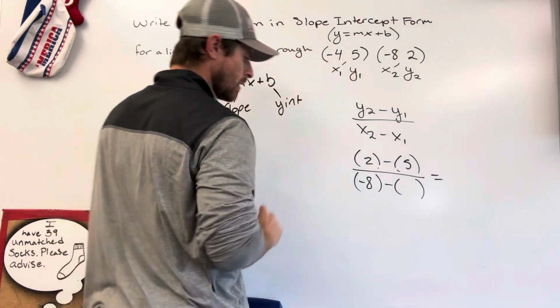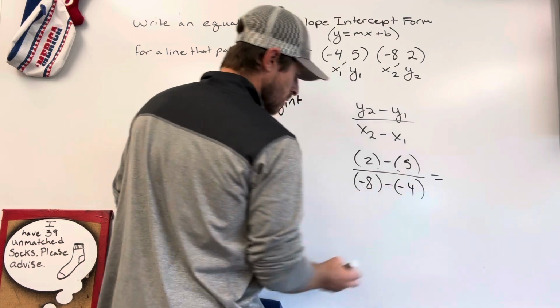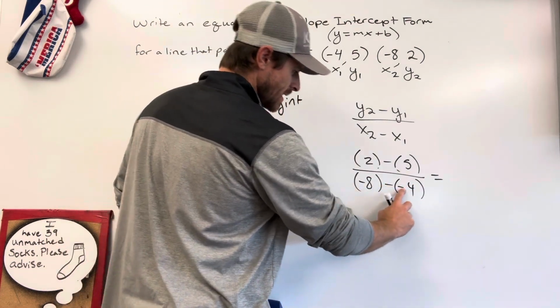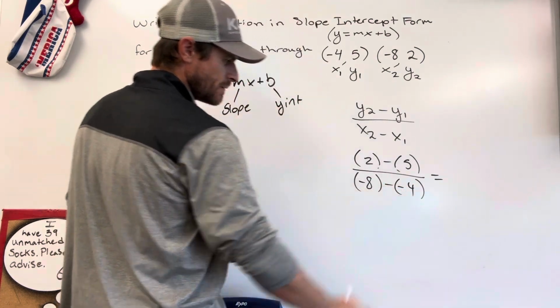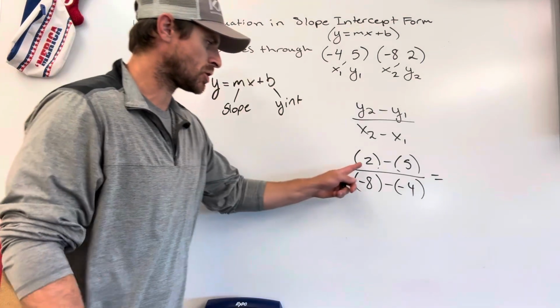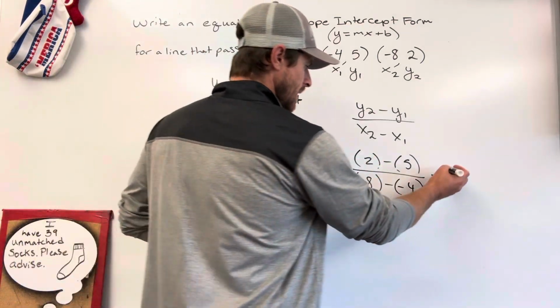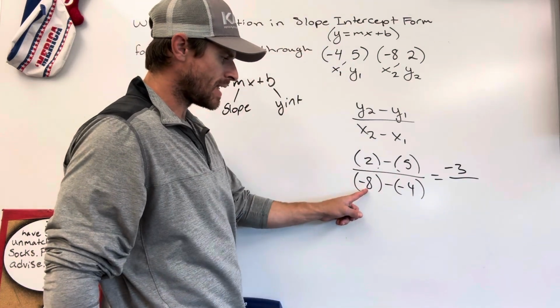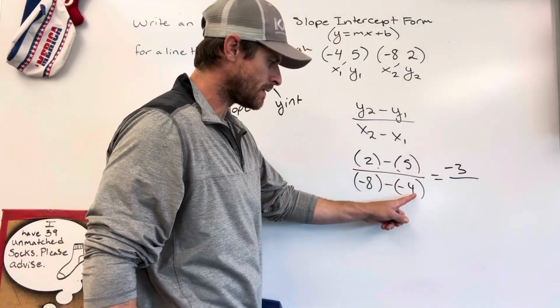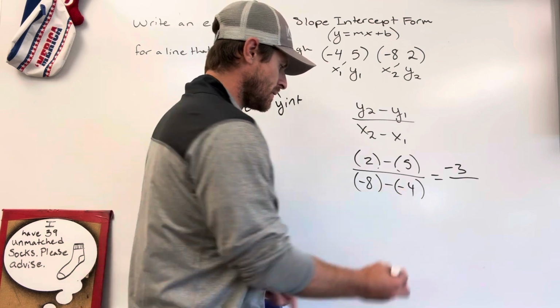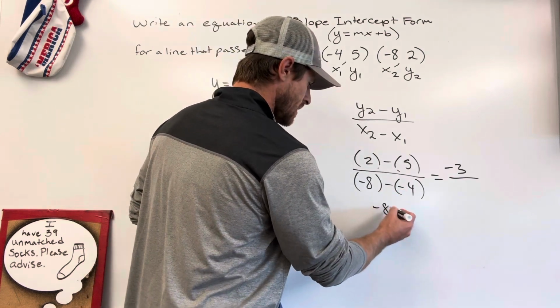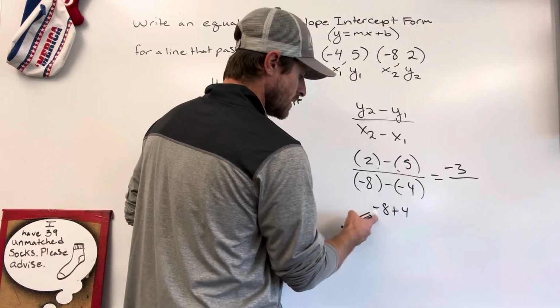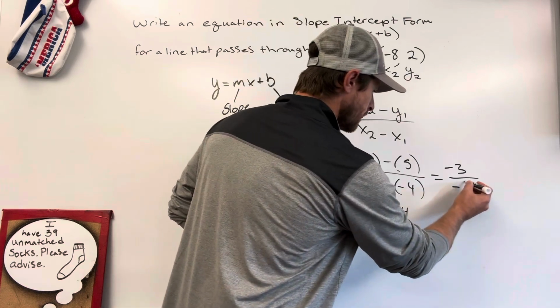x1 is -4. So I've got to say -8 minus -4. Be careful, subtracting a negative is really just adding. Okay, so what's 2 minus 5? That's going to give me a negative 3. And then we've got negative 8 minus negative 4. Subtracting a negative is really adding. So this is negative 8 plus 4, which would give me negative 4.